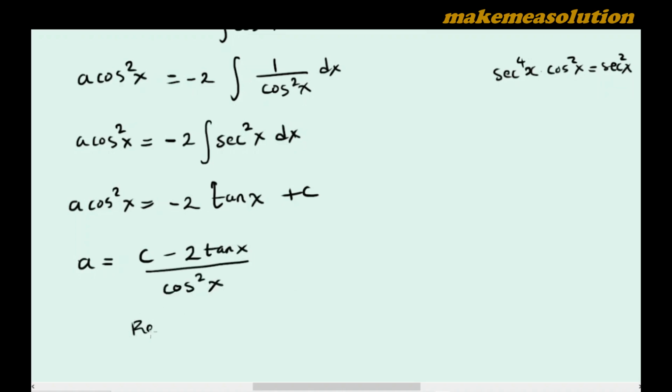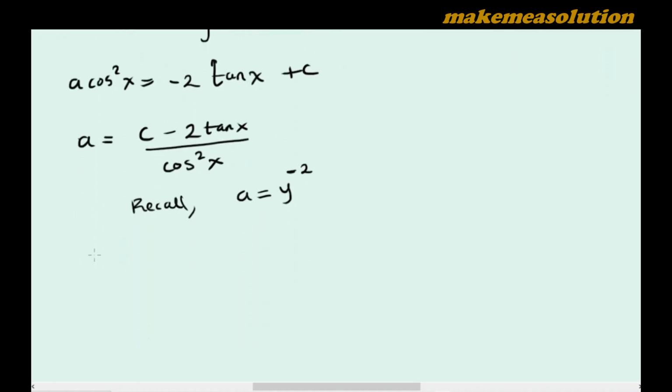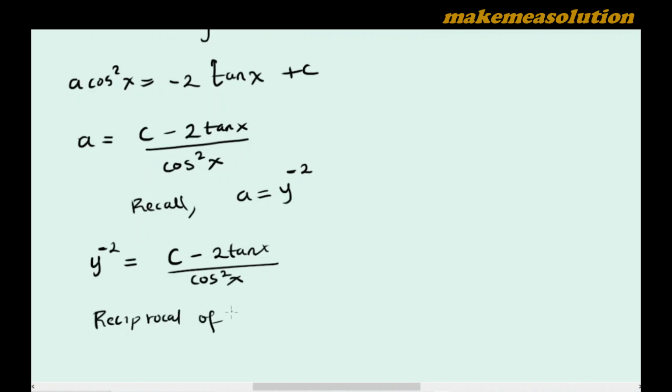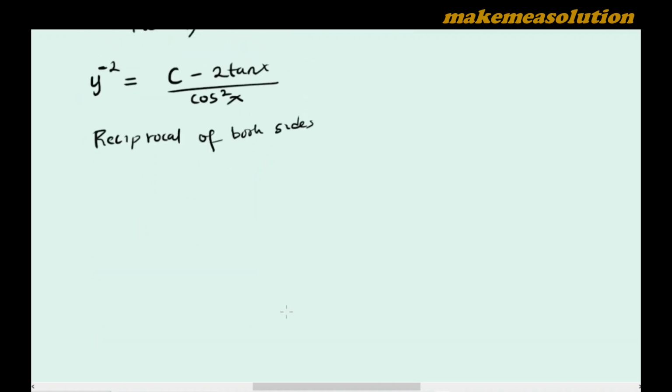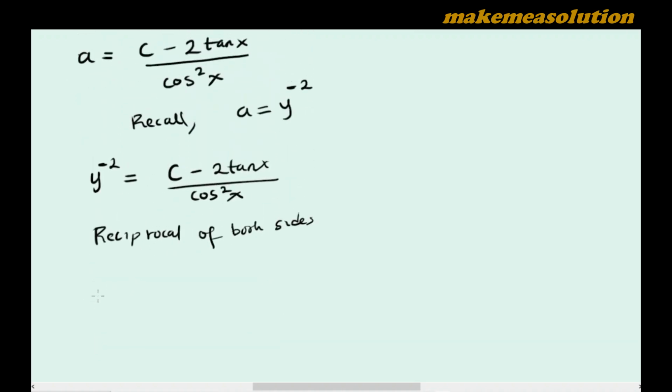So don't stop there. Recall that a is equal to y raised to the power of minus 2. Is that okay? So you now have y raised to the power of minus 2 is equal to c minus 2 tan x over cos squared x. So in other words, when we take the reciprocal of both sides, what happens when you take the reciprocal of an index to a negative power? Of course, it becomes positive.